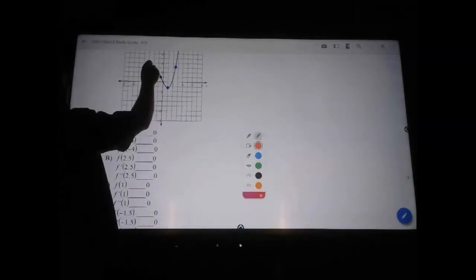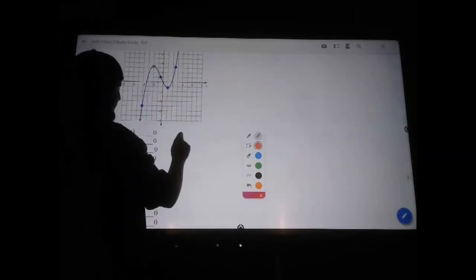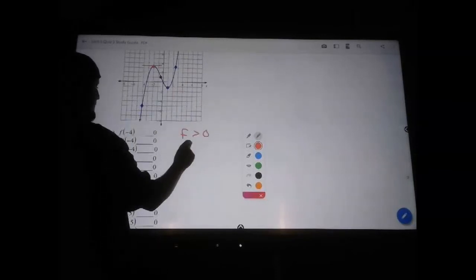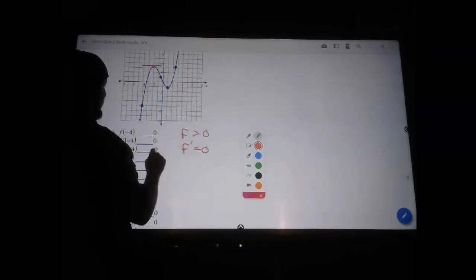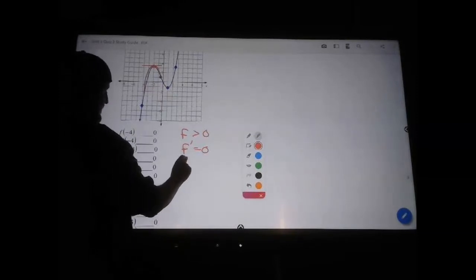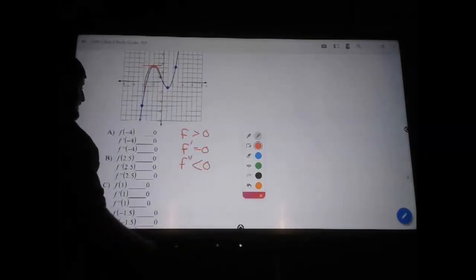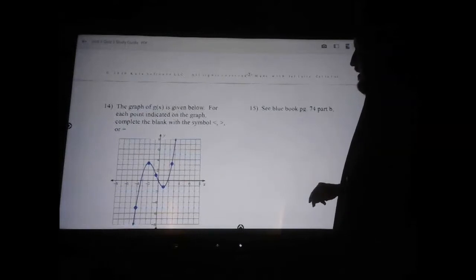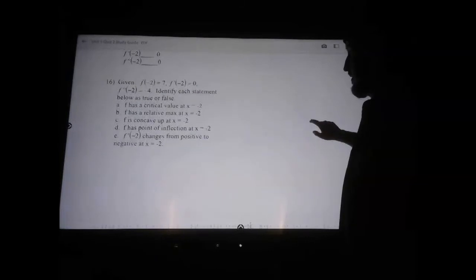Let's see. F of negative 2, that would be this point here. So at that point, the y value is greater than 0. The slope is 0. The concavity is less than 0. Okay? All right. Let's see. What else do we got here? All right, 2 more questions.